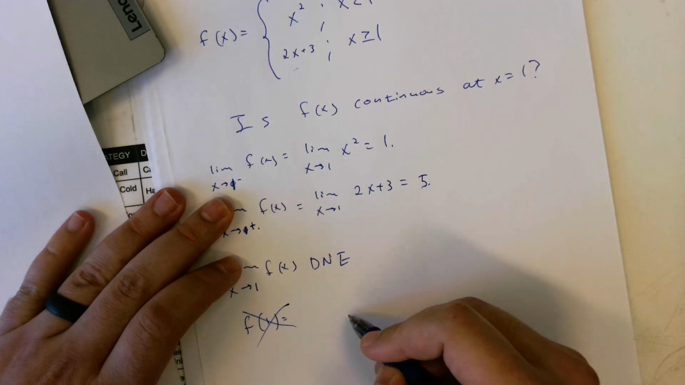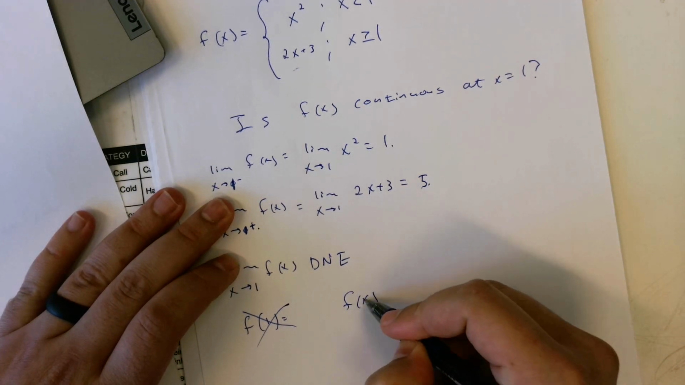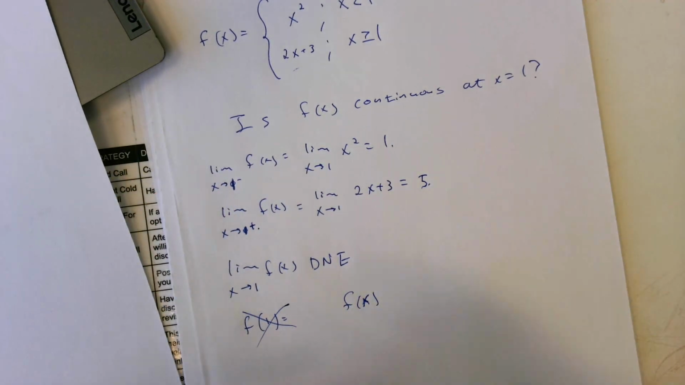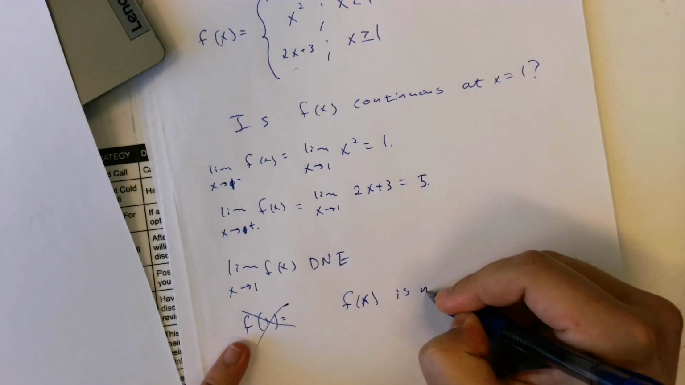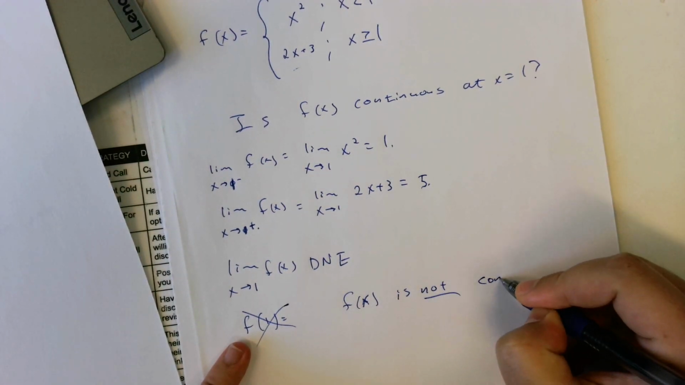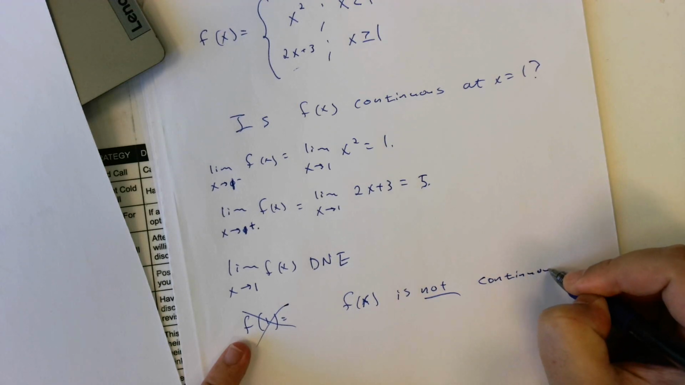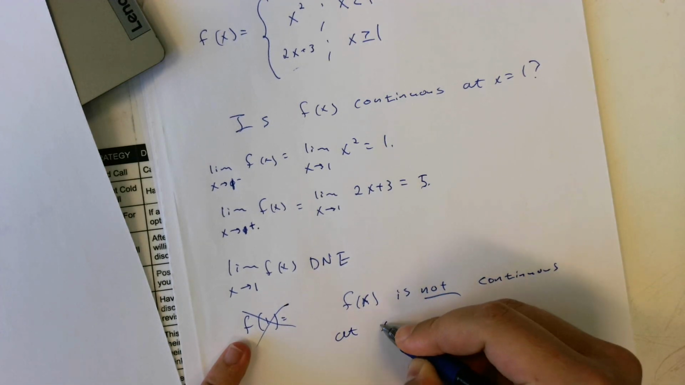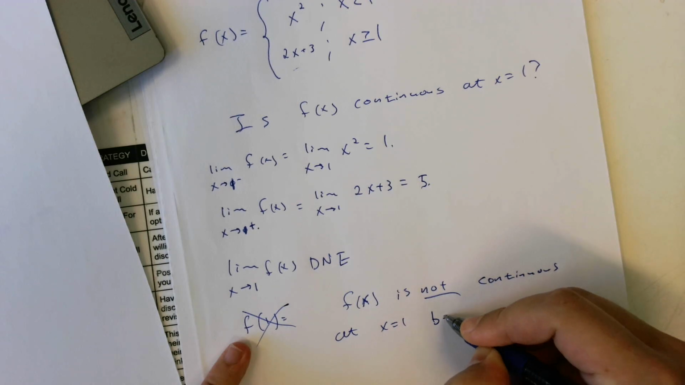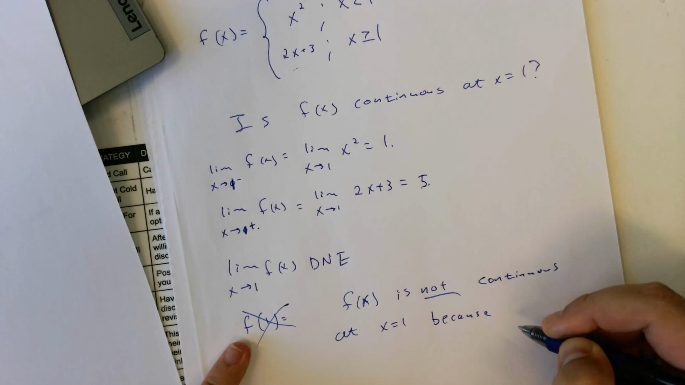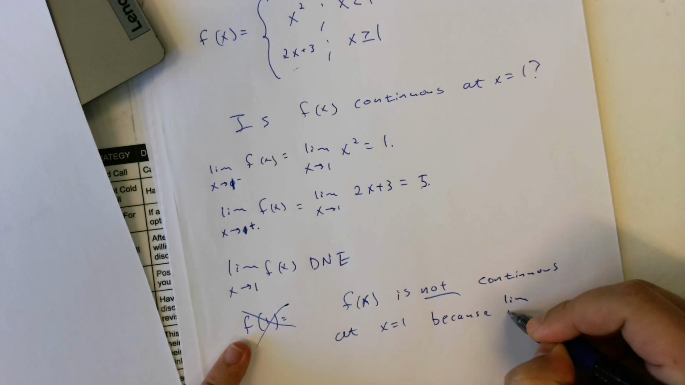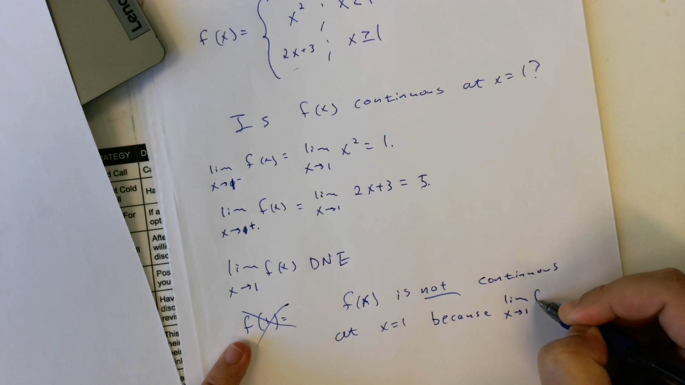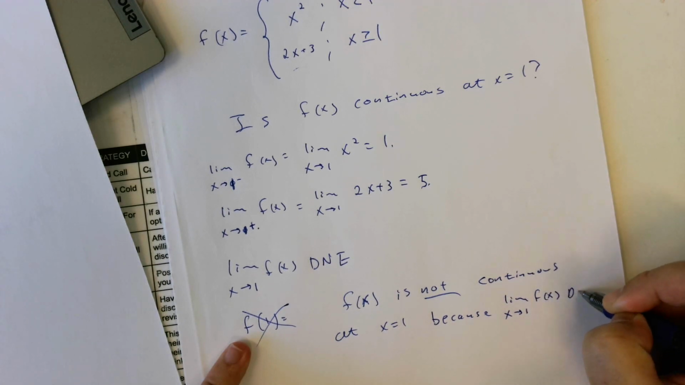Let's write my solution. f of x. Notice that even though I'm starting the sentence with it, f is lowercase because it's the name of a function. So f of x is not continuous at x equals 1 because the limit as x approaches 1 of f of x does not exist.